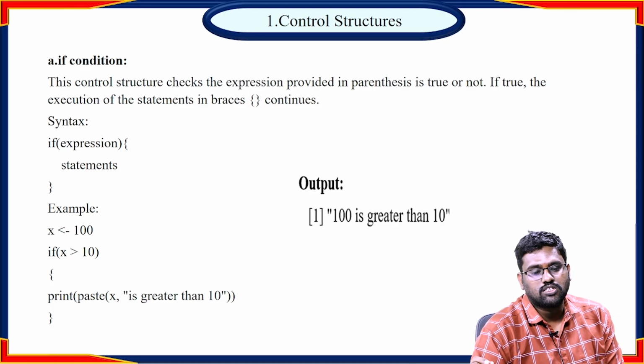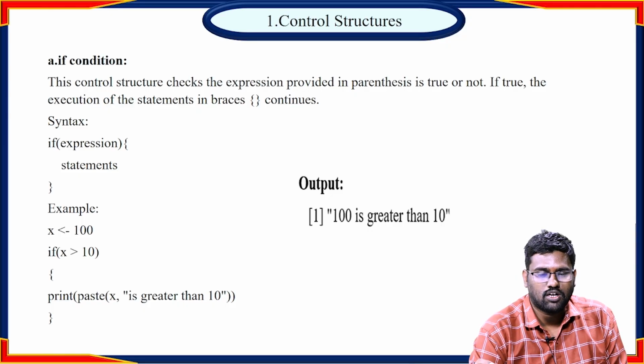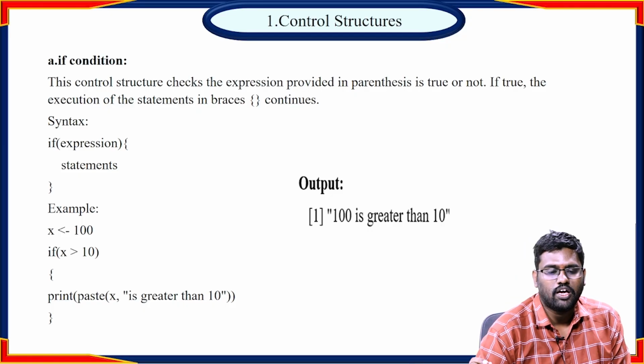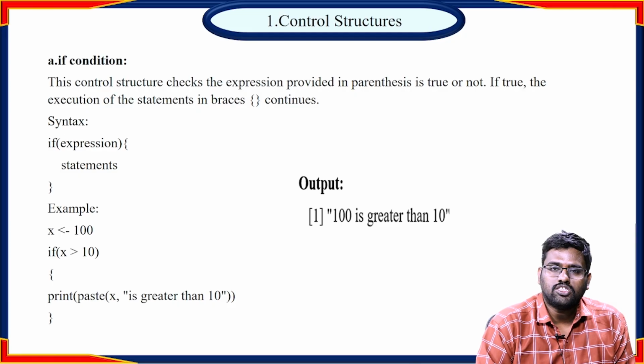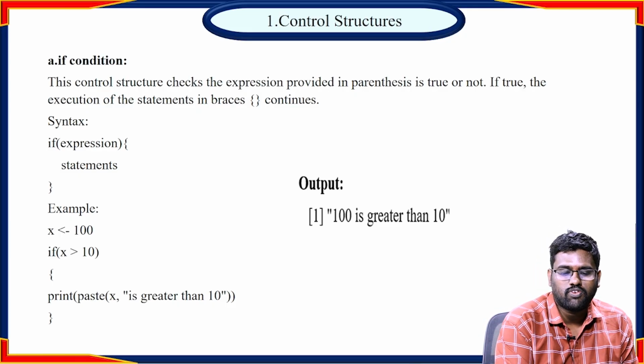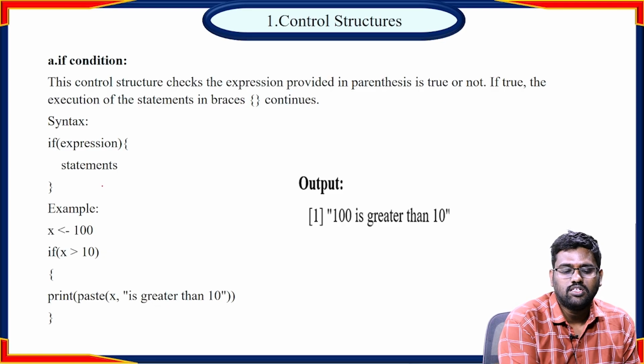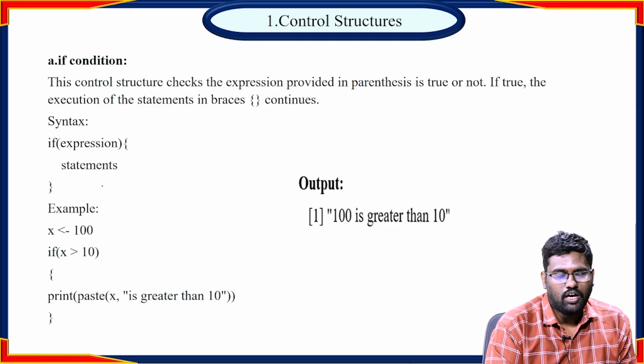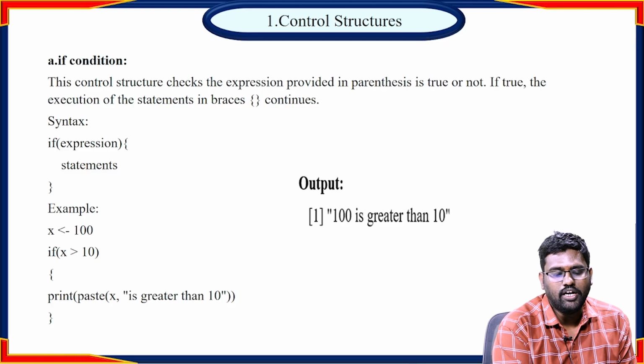And in these control structures we have different types. First one is the if condition. For the if condition, the syntax is: if of expression, statement, close. For example, x <- 100, if x greater than 10, print of paste of x is greater than 10.